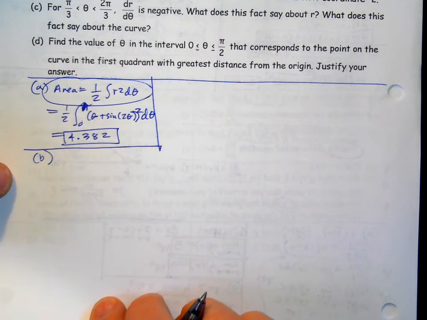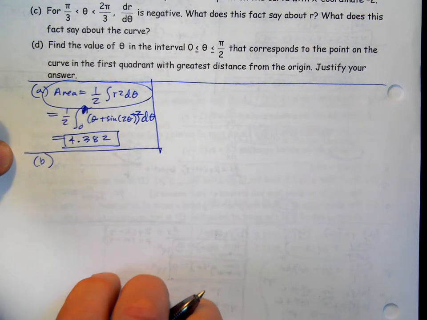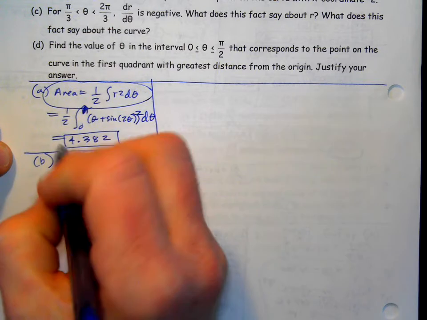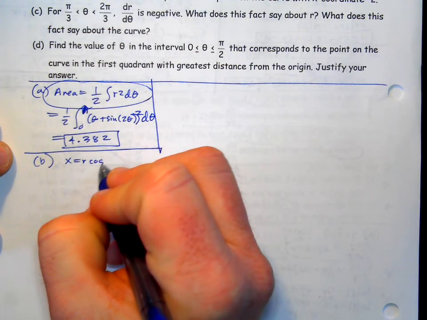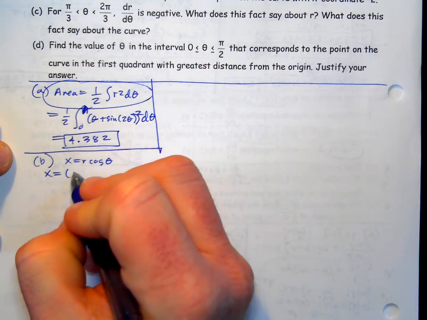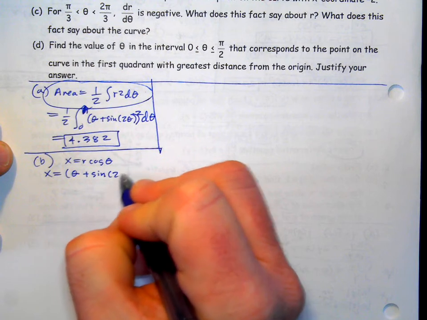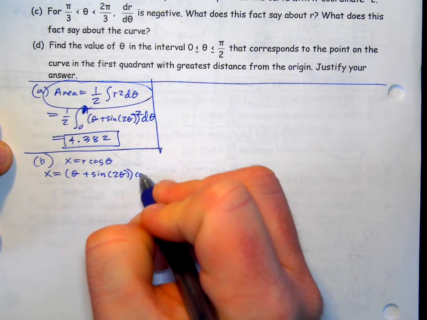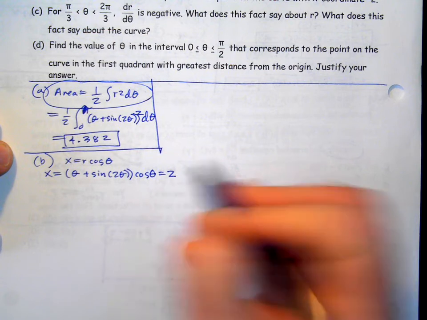Now, how do we find the angle when the x-coordinate is -2? Well, this is where the x and y equations come in. x equals r cosine theta, right? And r is the radius, so we can plug that in. Theta plus sine 2 theta, cosine theta. And if you want to know theta when it equals -2, then set it equal to -2 and solve the equation.